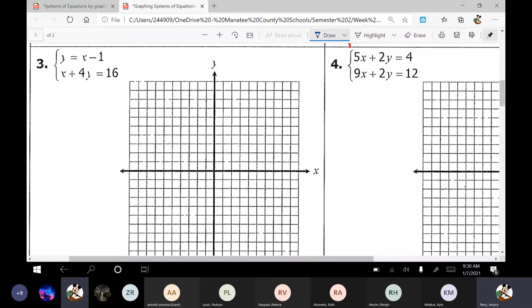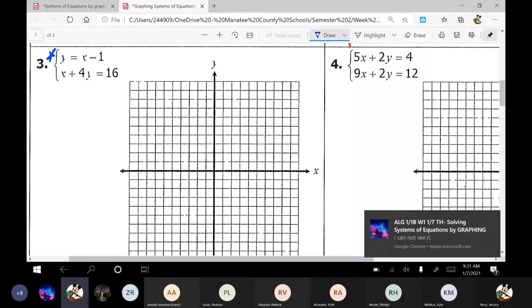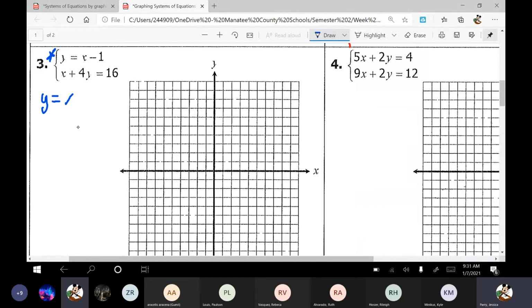So number 3, we have our first equation here, y equals x minus 1. Is this one in slope-intercept form? Yes or no? Write it in the chat. Y equals x minus 1. I'll rewrite it. Y equals x minus 1. Is this equation in slope-intercept form? Yes or no?